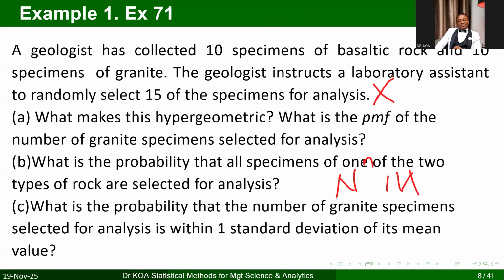So coming back to the first question, what makes it hypergeometric? You've said it. You have a finite population of 20. You have success, which in this case is M. You have the sample size. And then we know that the X is going to be the number of granite specimens in the sample. But there's one key thing that makes it even more hypergeometric than anything. There was a word, a phrase, or something.